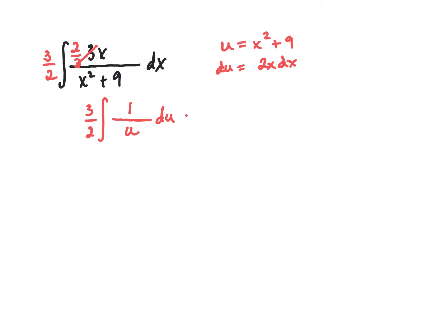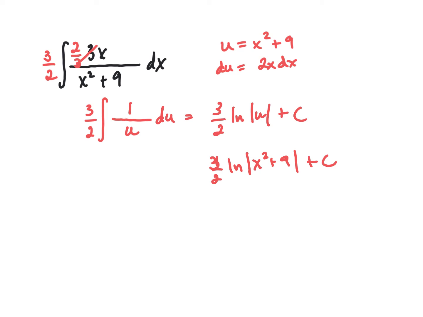The antiderivative of 1 over u is natural log. I usually like to use an absolute value there because natural log has domain issues. I'm going to go back to x's. I should just mention we wouldn't have needed the absolute value because x squared plus 9 could never be negative. But here's our answer.